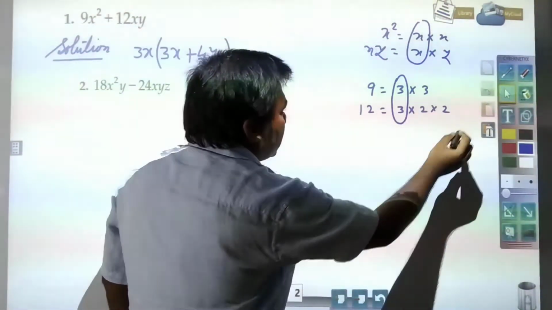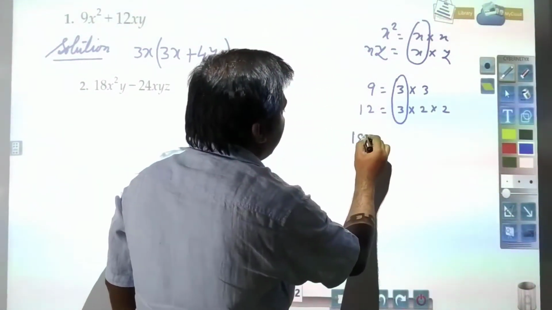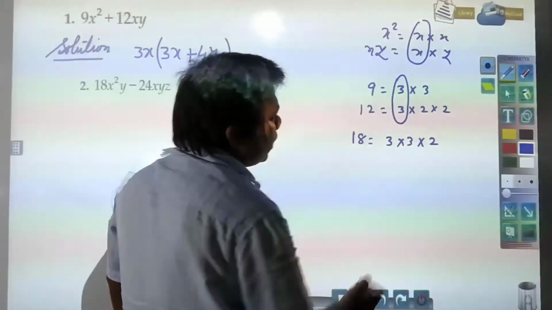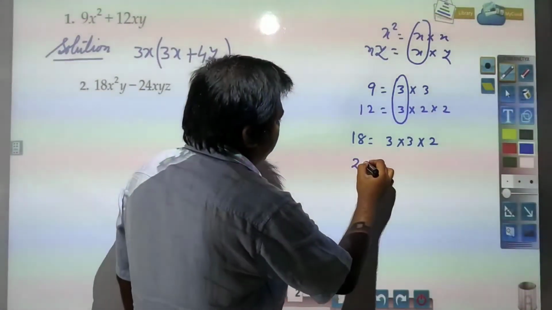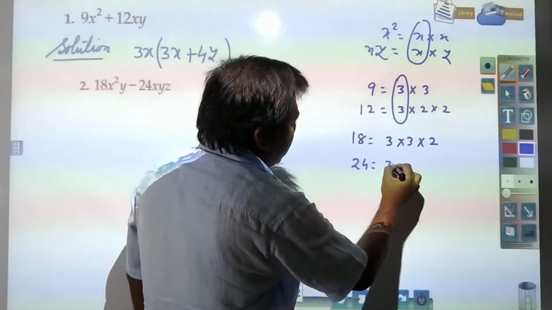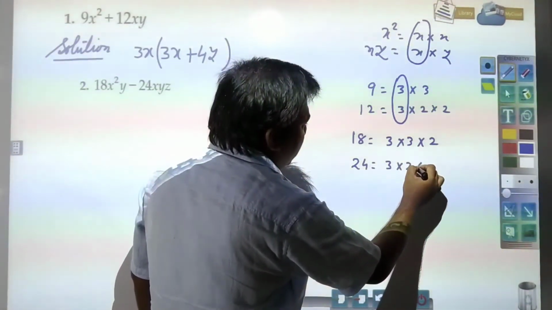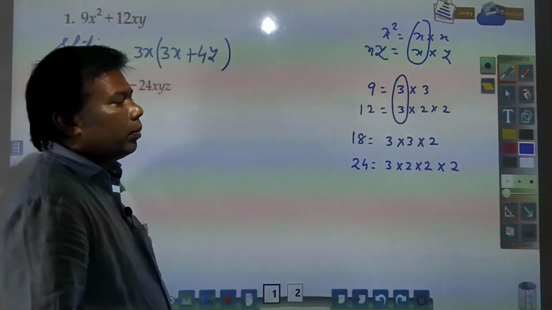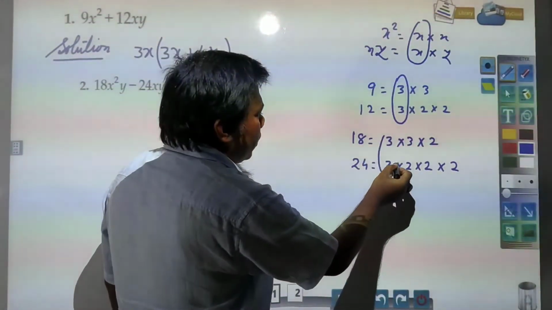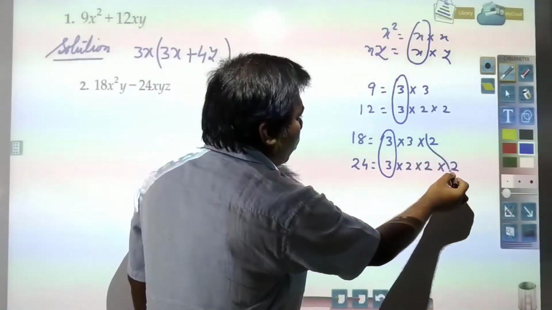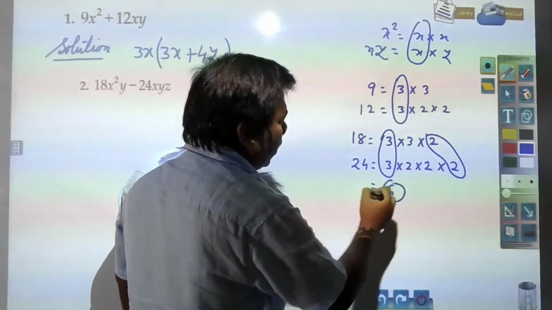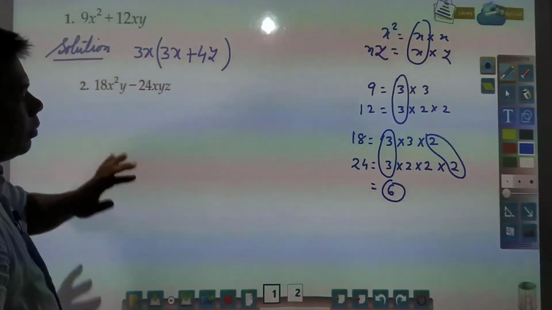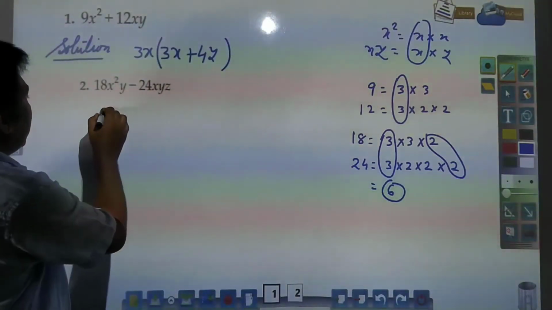18 can be written as 3 3s are 9 and 9 2s are 18, and 24 can be written as 3 into 2 into 2: 3 2s are 6, 6 2s are 12, and 12 2s are 24. Now you see what common you have: 3 is common and 2 is common. It means 6 is common. So between the constant terms 18 and 24 you have common 6. So you write down 6.